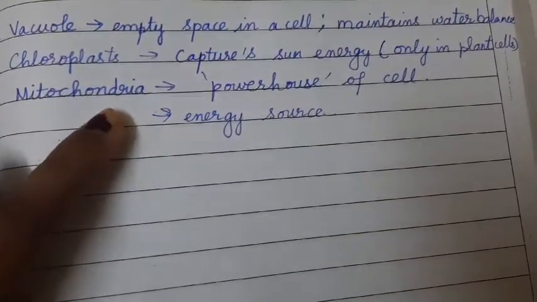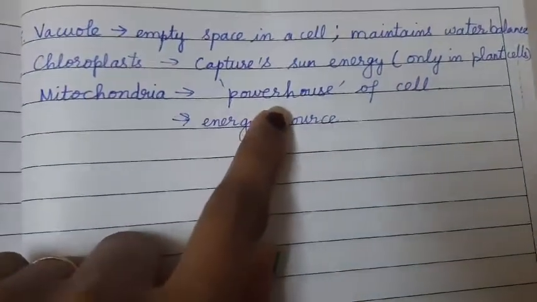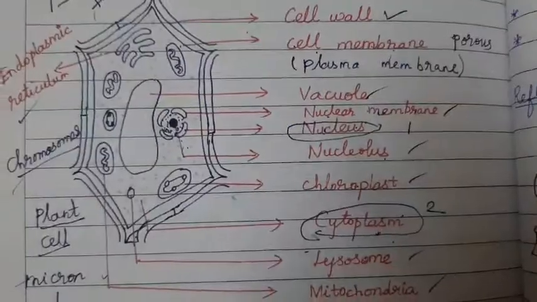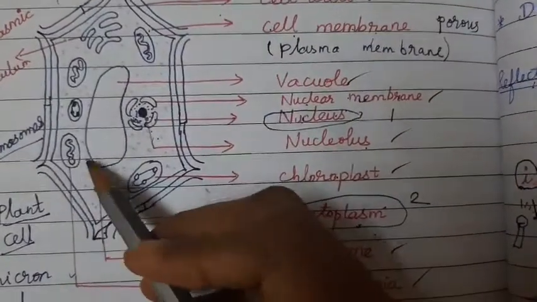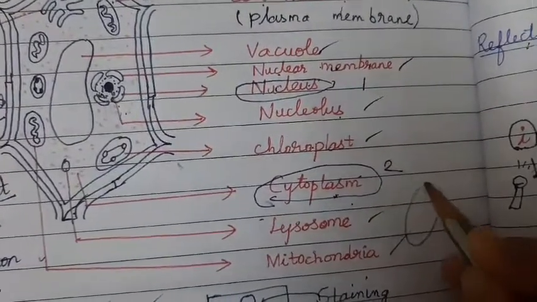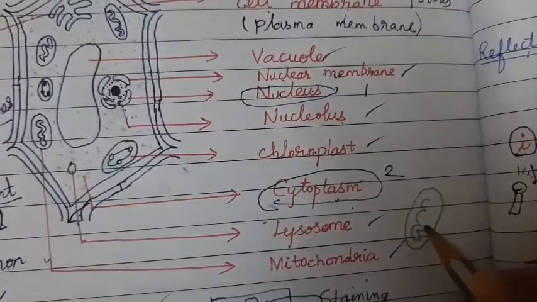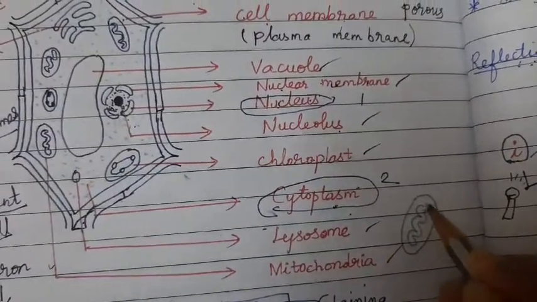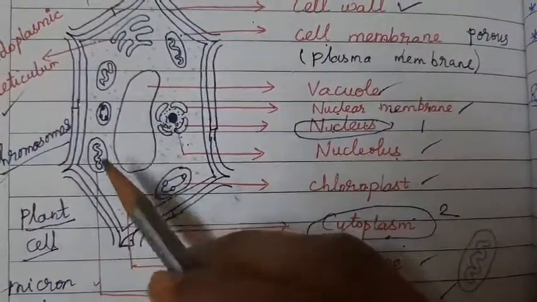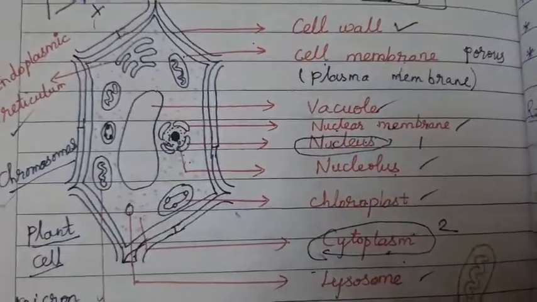Next is mitochondria. Mitochondria is the powerhouse of the cell. What is the meaning of powerhouse? It is the source of energy. Yes. So which is the mitochondria? Here, this is the mitochondria. How to draw the mitochondria is very simple. Just draw like this. So this serves as the powerhouse of the cell. The meaning is that it provides the energy for all the activities of the cell.